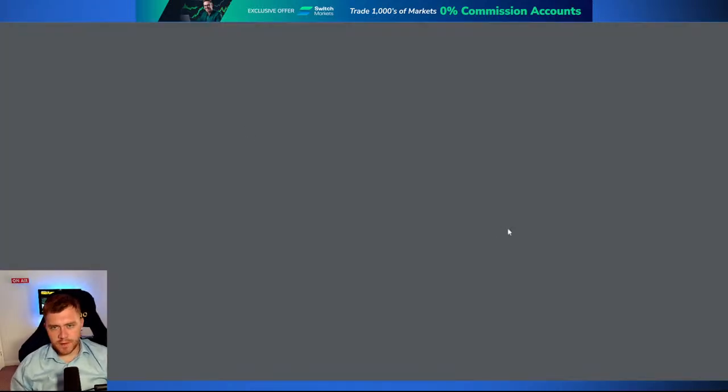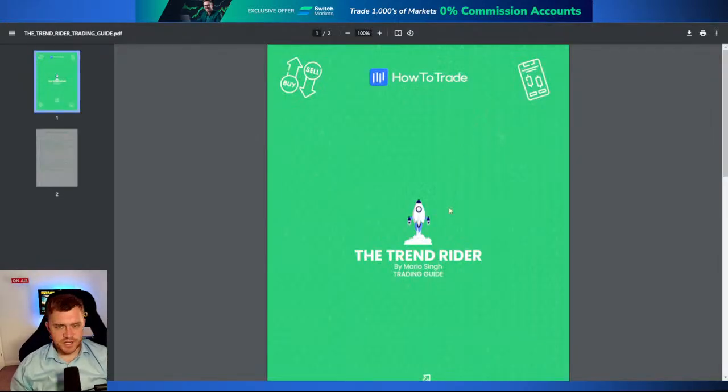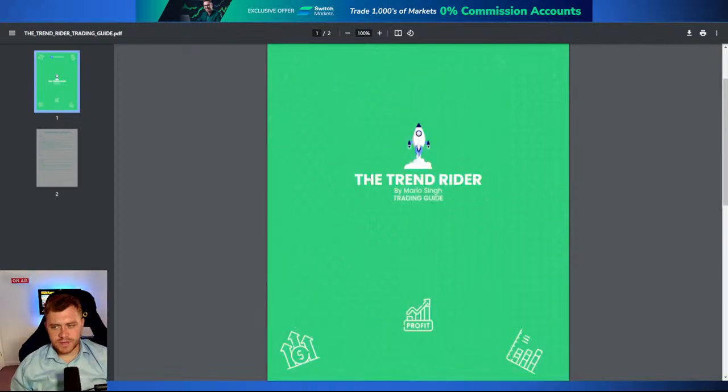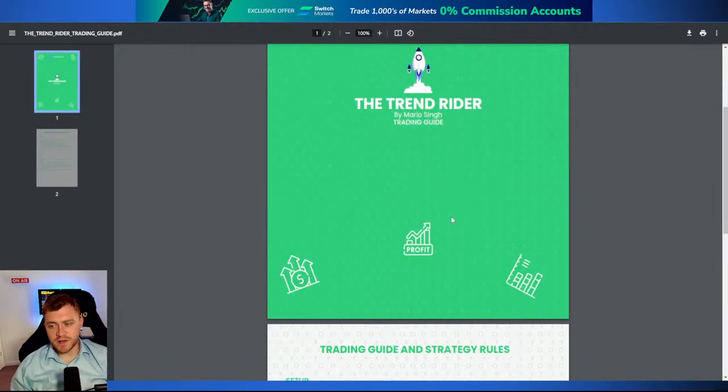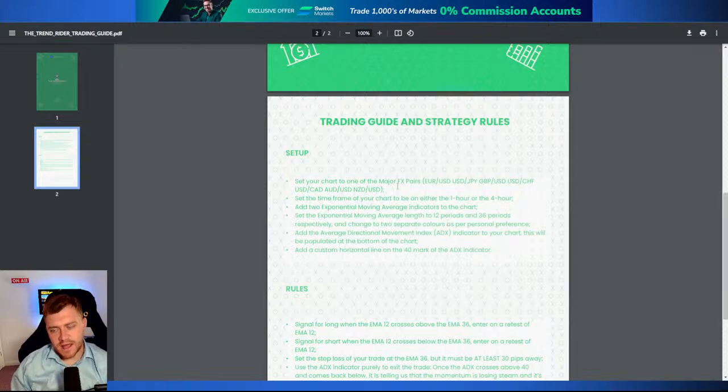When we load up that PDF, essentially it's a strategy by Mario Singh. It's in his book 17 Proven Currency Strategies, and essentially what we're looking to do is what it says on the tin. We're trying to ride onto a trending forex pair. Those forex pairs are all the major FX pairs. So basically all the US dollar pairs. They're the ones that Mario Singh trades.